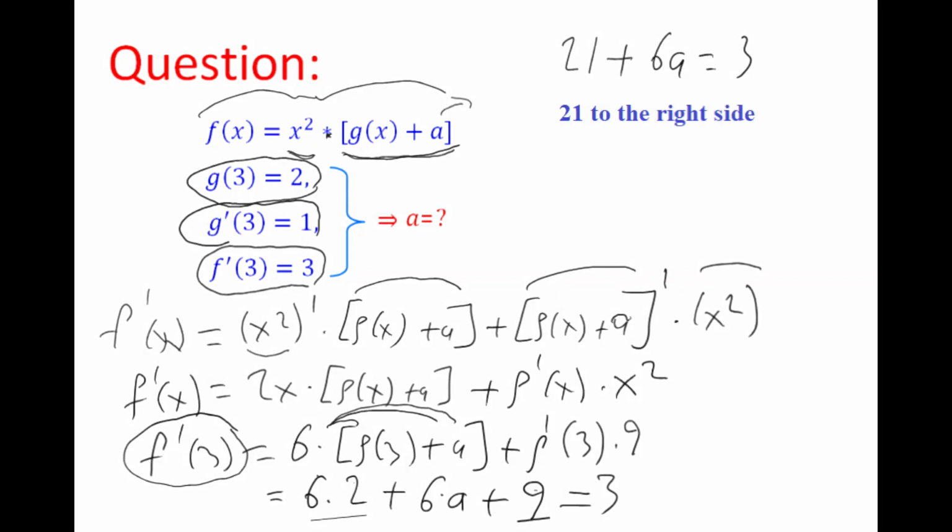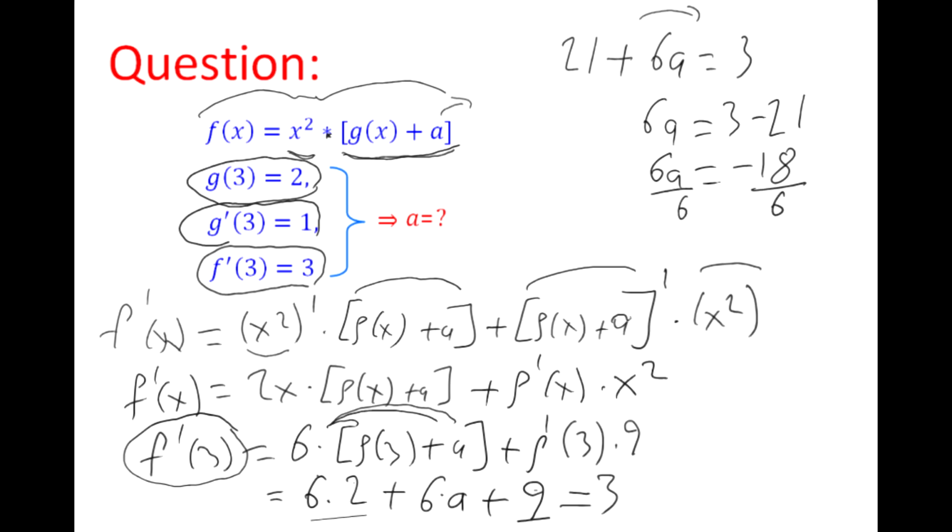If you send this 21 to the right side, we're going to have 6a equal to 3 minus 21. For the people who don't know what I did here, I recommend taking a look at one of my previous videos about shortcuts in calculations. Anyway, we have 6a equal to negative 18, and in order to leave a alone, we need to divide both sides by 6. Once we do that, a is alone. a is negative 3 in this case. So this is the answer in this question.